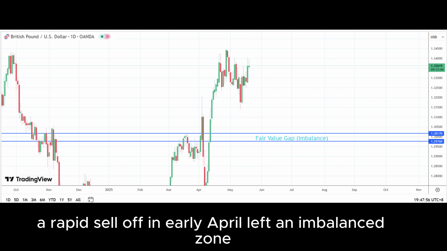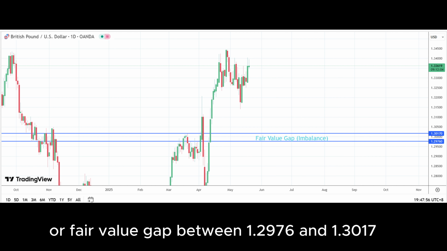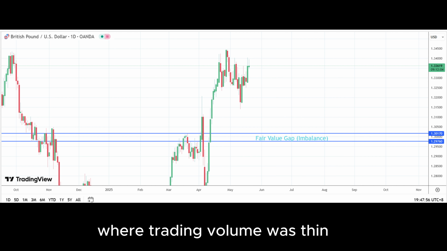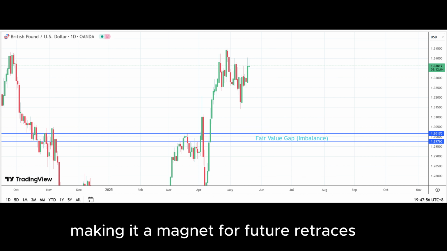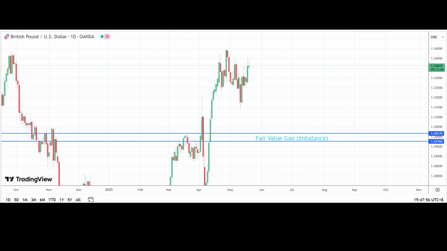2. Refined fair value gap imbalance. A rapid sell-off in early April left an imbalanced zone, or fair value gap, between 1.2976 and 1.3017, where trading volume was thin as price fell through that range. Institutions often skip filling orders here, making it a magnet for future retracements.